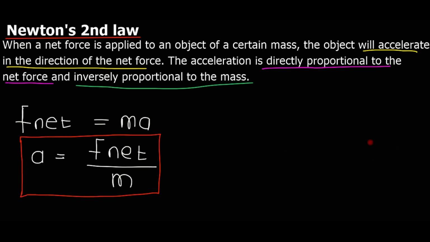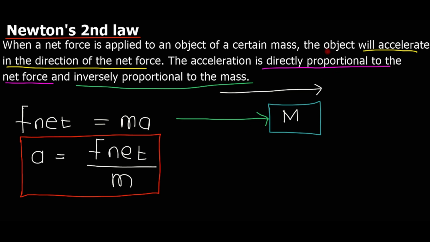So let's understand this first part: when a net force is applied to an object of a certain mass, the object will accelerate in the direction of the net force. Let's say we have an object of a certain mass, and we apply a force, pushing this object to the right. Based on this first part, the object will accelerate in the direction of the net force. If we apply a force to the right, the object moves to the right. If we apply a force to the left, I expect the object to move to the left, and that really makes sense.